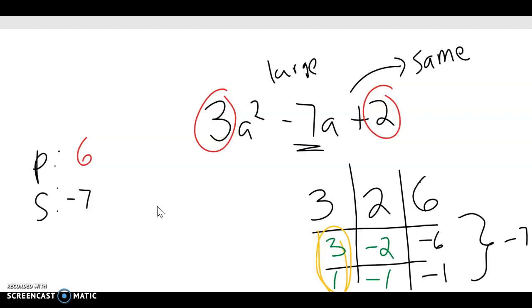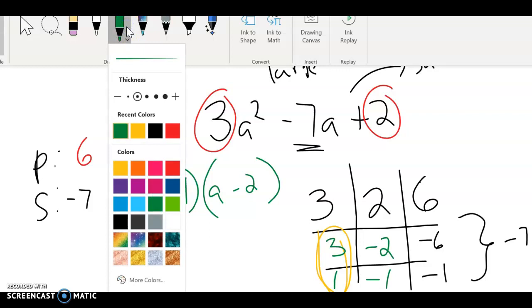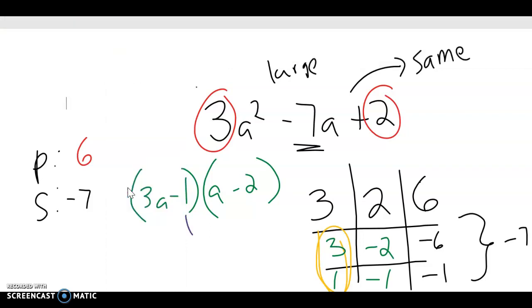I understand that a -3 times a +2 would be a -6, but remember our products, you don't usually have 2 negatives to make a positive. We always want our first one, so it would be 3a minus 1 and a minus 2. And so then if we're checking our terms, it's -1 and -6a, which would give us the -7a. And then first times first is 3a squared, and last times last is +2.